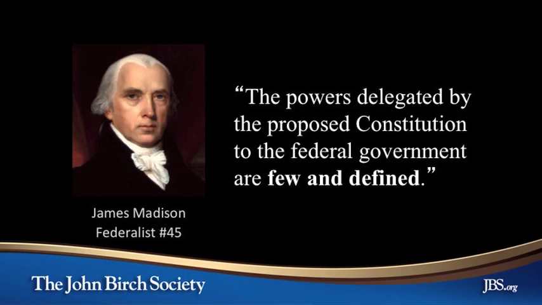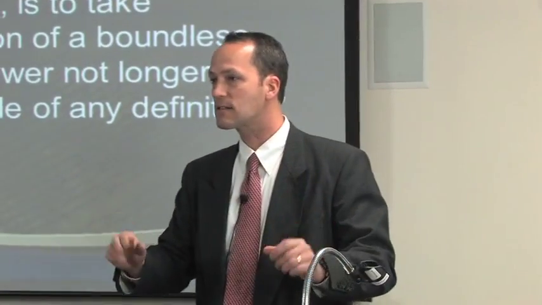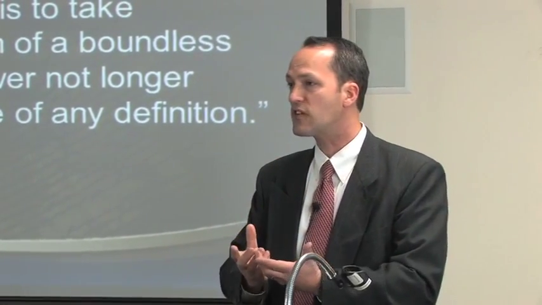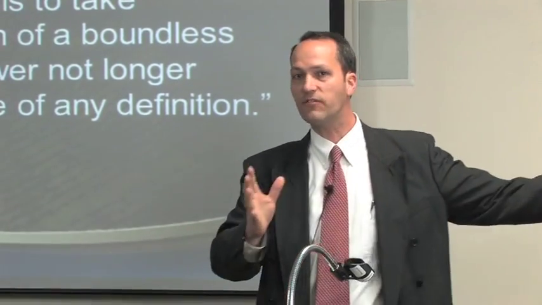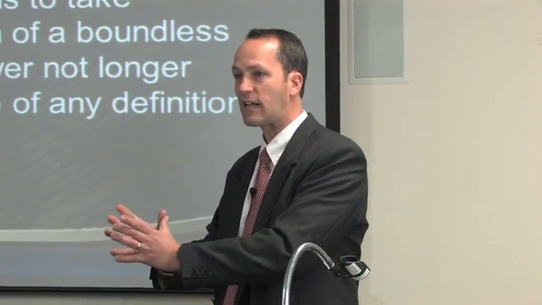That means they're clear. The other quote here from Thomas Jefferson says, to take a single step beyond the boundaries thus specially drawn around the powers of Congress is to take possession of a boundless field of power, no longer susceptible of any definition. The 2 phrases I want you to remember now are few and defined and boundless fields of power. That's the test. This interpretation that someone's sharing with you, this is what the Constitution means. By that interpretation, can we justify boundless fields of power? Or by that interpretation, is that a narrow, few, and defined understanding of the powers?